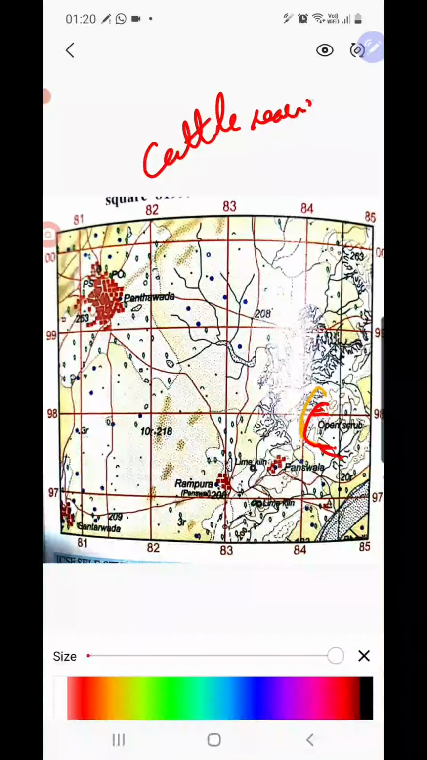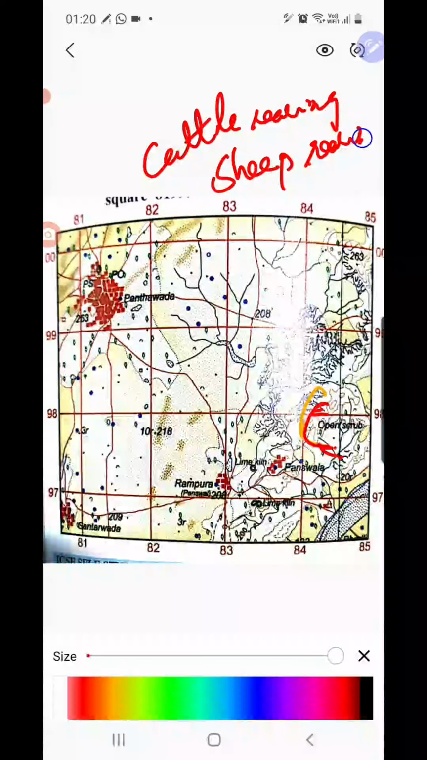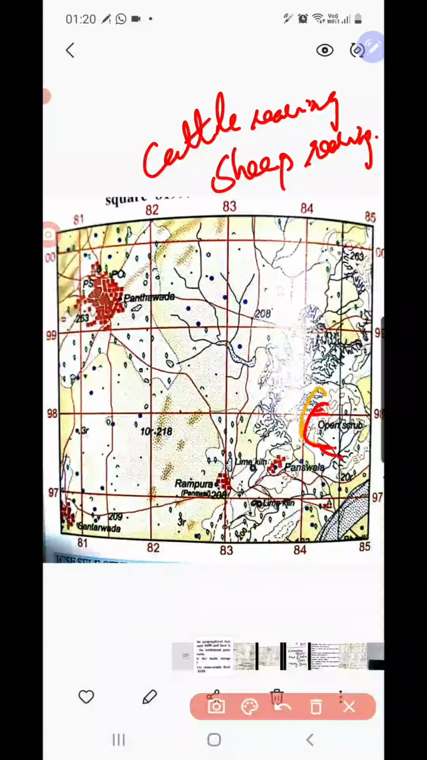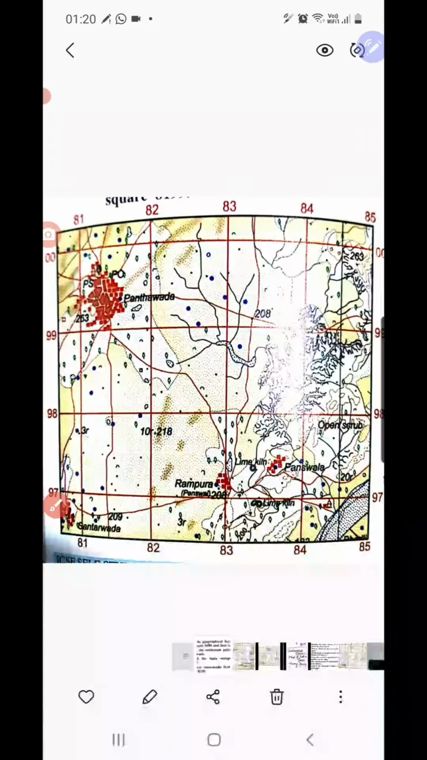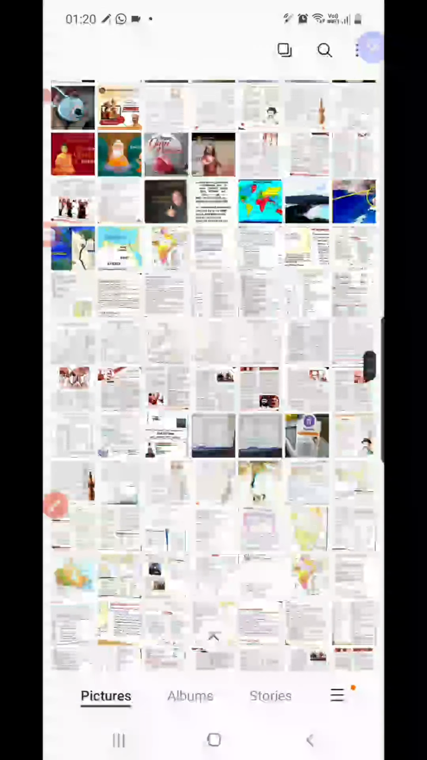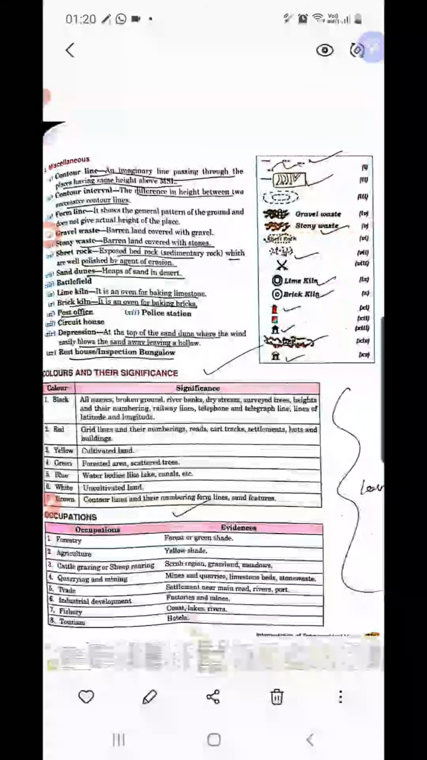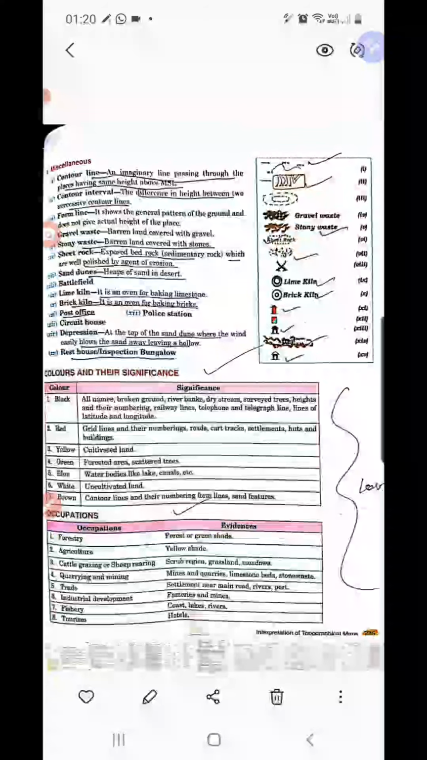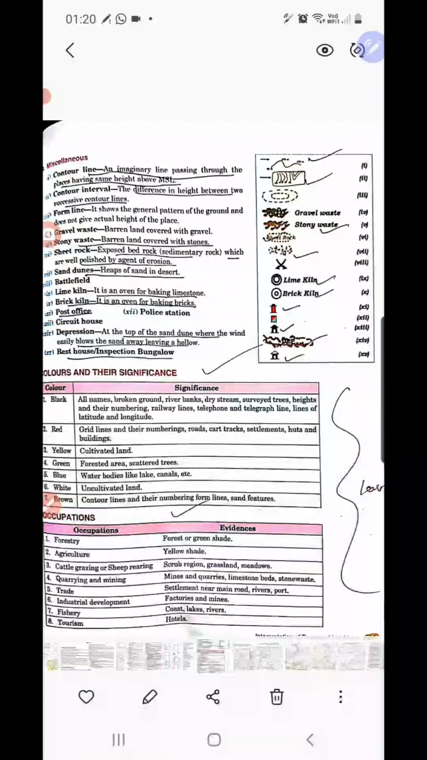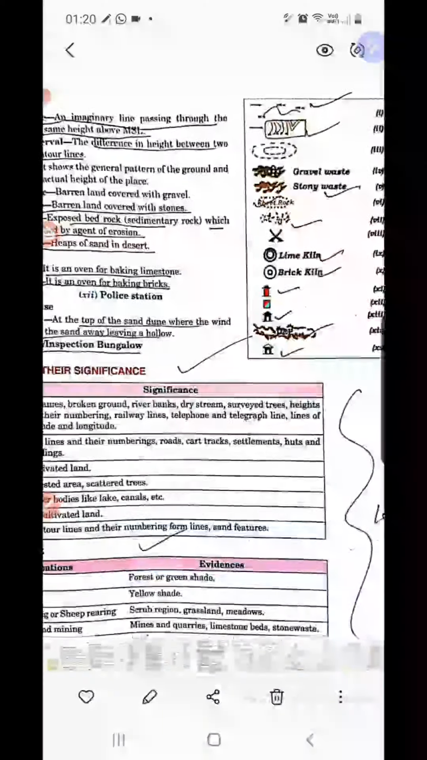Let's see, here quarrying and mining, mainly mines and quarrying, like limestone beds, stony waste, even sheet rock. In all these regions, rocks are mainly exposed to the surface, so their occupation will be mainly quarrying and mining. Anywhere you find stony waste, sheet rock, limestone beds, mines and quarries, anything like that, you can write the occupation as quarrying and mining.